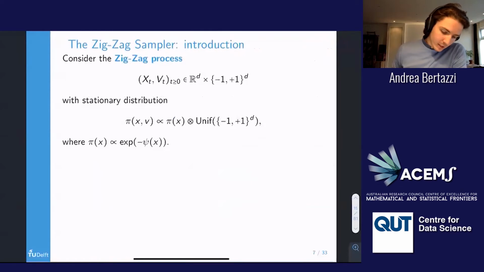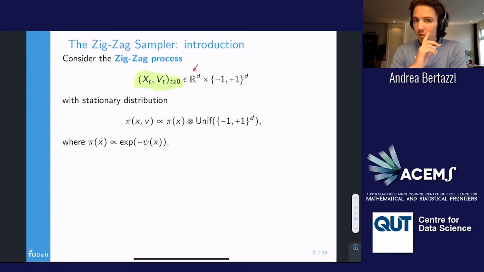But okay, as I said, I would like to use a zigzag sampler as a general running example throughout the talk. And so let's see what it is. The zigzag sampler is one of the most famous PDMP algorithms, or piecewise deterministic Monte Carlo algorithms. And we will denote it as (x_t, v_t). And x_t lives on R^d, at least in this talk. And v_t lives on {-1, +1}^d.